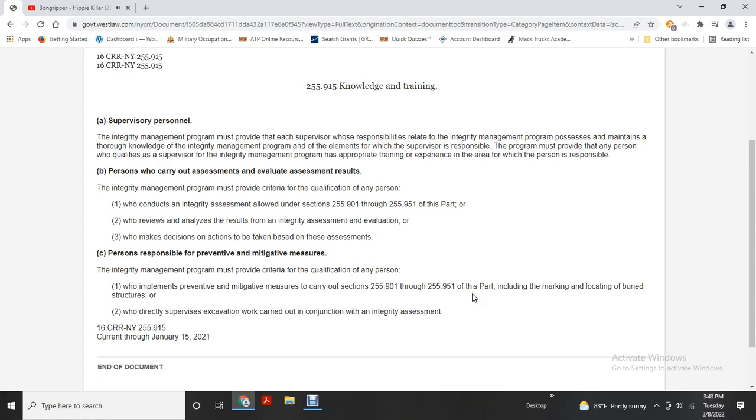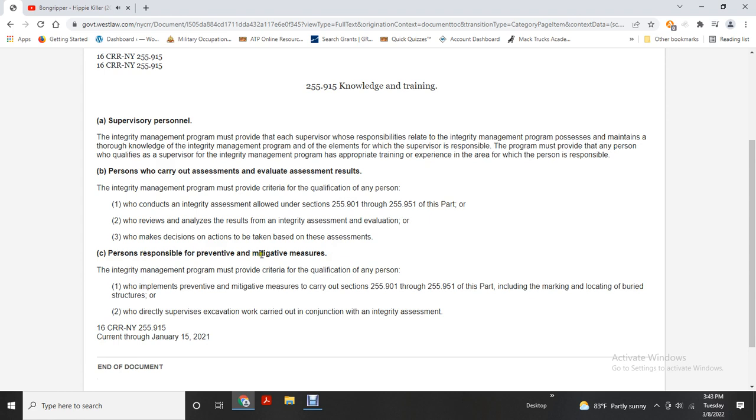A person who carries out assessments, or evaluates assessment results with the integrity management program, must meet criteria for qualification. This applies to any person who conducts integrity management assessments allowed in sections 255.901 through 951 of this part, or who receives, reviews, and analyzes the results of integrity assessments and evaluations, or who makes decisions and actions based on these assessments.